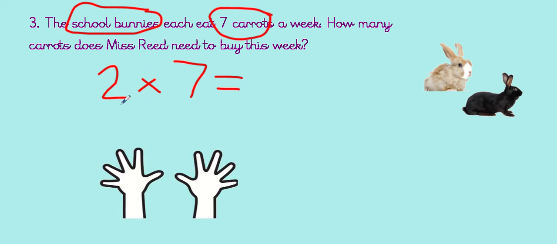Now we know how to count in 2s, don't we? Maybe not in 7s, but in 2s. So we're going to count up in 2s 7 times. Here we go. 2, 4, 6, 8, 10, 12, 14. So Miss Reed is going to have to buy 14 carrots this week. Well done, tick or fix.